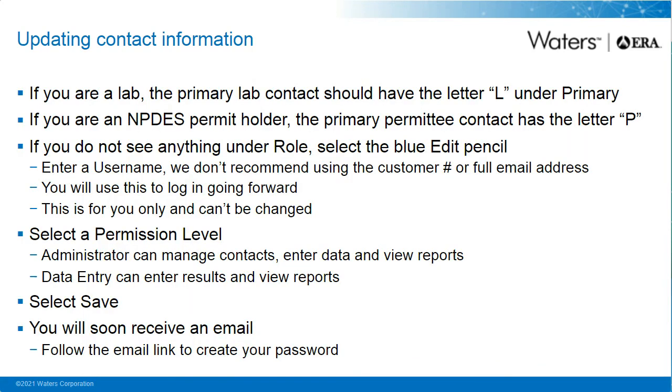If you are a lab, the primary lab contact will receive study notifications, data entry summaries, and graded WP study reports. The primary permittee contact will receive the final DMR-QA report. If you don't see a role under your contact information, just hit the little blue edit pencil. You enter a username, preferably not the customer number, since this is for you only. And we don't recommend using your full email address, since those can change over time.